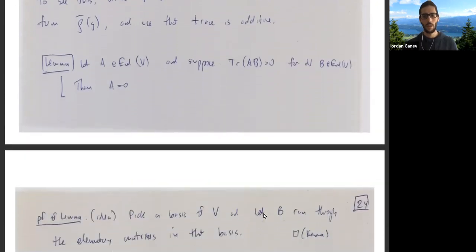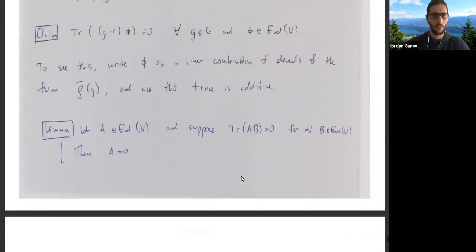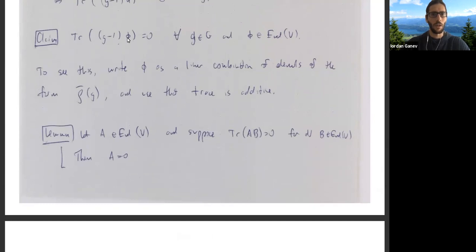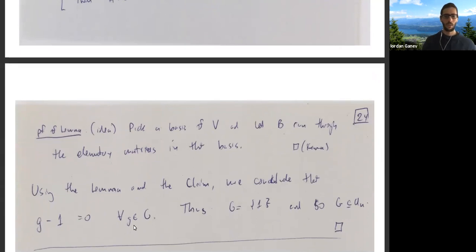You just pick a basis of V, and then we have a basis for the endomorphism algebra in terms of elementary matrices, so matrices with a single entry equal to 1 and all the other entries equal to 0. If you write it out, you can convince yourself of this lemma. And how do we use the lemma? Well, we have that the trace of G minus 1 times phi is equal to 0. So that means that G minus 1 must be equal to 0, so G is equal to 1 for all elements in G. And in that case, G is just the trivial group, and it's easy to show that the trivial group embeds inside of UN. So that's the result.